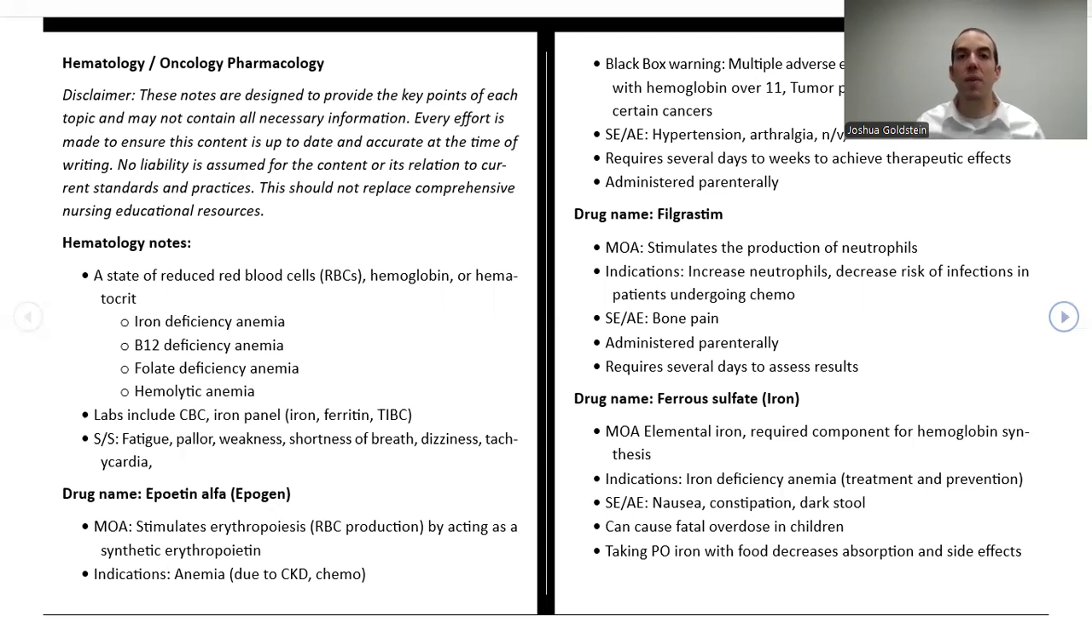Just an FYI, since we're talking about labs, there's something called a 5-15-45 rule. If you've never heard that, RBC should be roughly 5. The hemoglobin should be roughly 15, and the hematocrit should be roughly 45. Just a good rule of thumb or mechanism to remember these numbers.